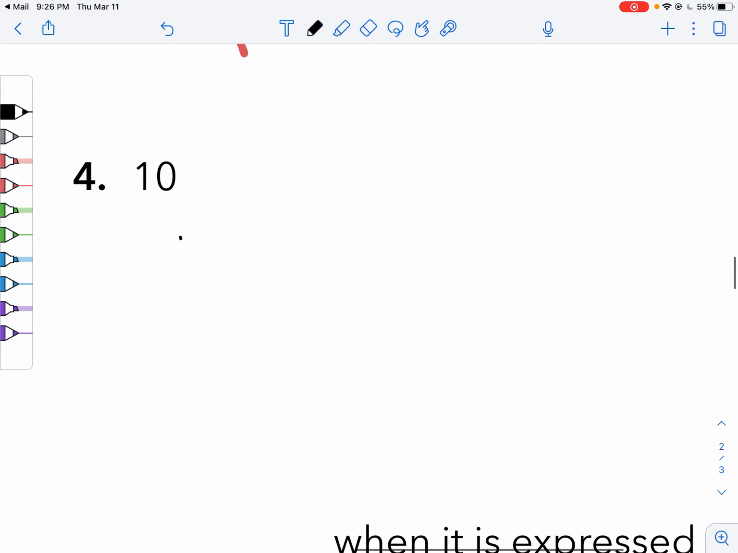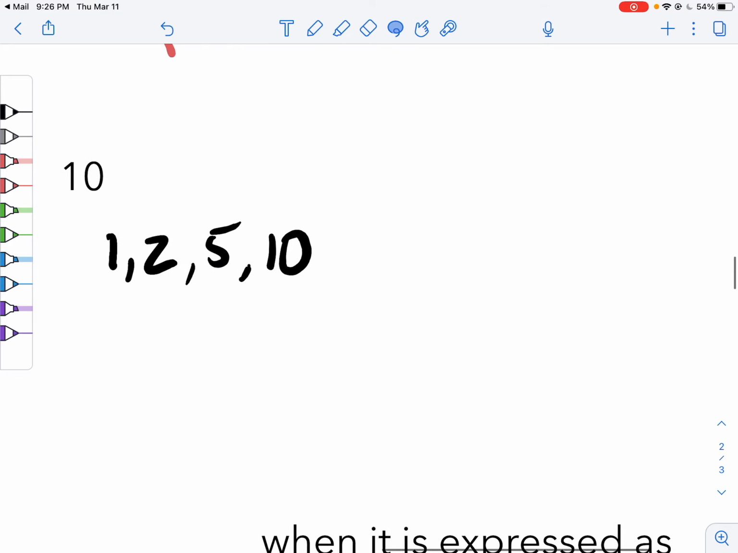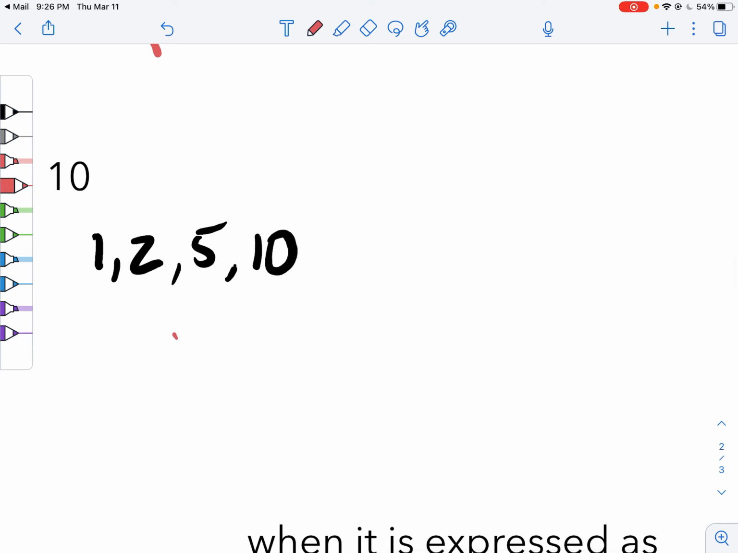Okay, 10. It's divisible by 1 and 10, 2 and 5, 3, no, 4, no, 5. Oh, hey, look, 5. We're done. Cool. So that makes it composite because it is composed of several different numbers.